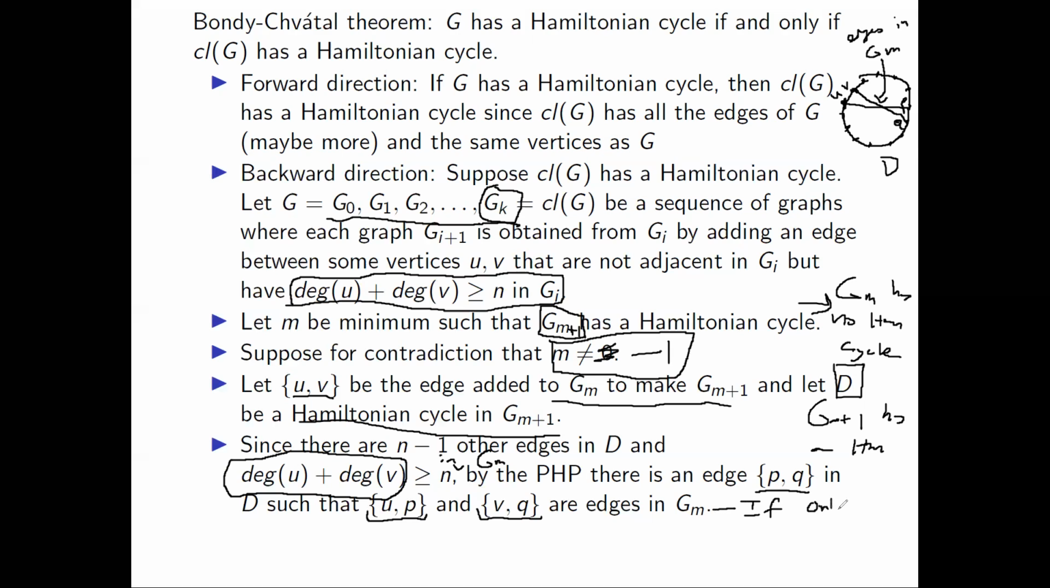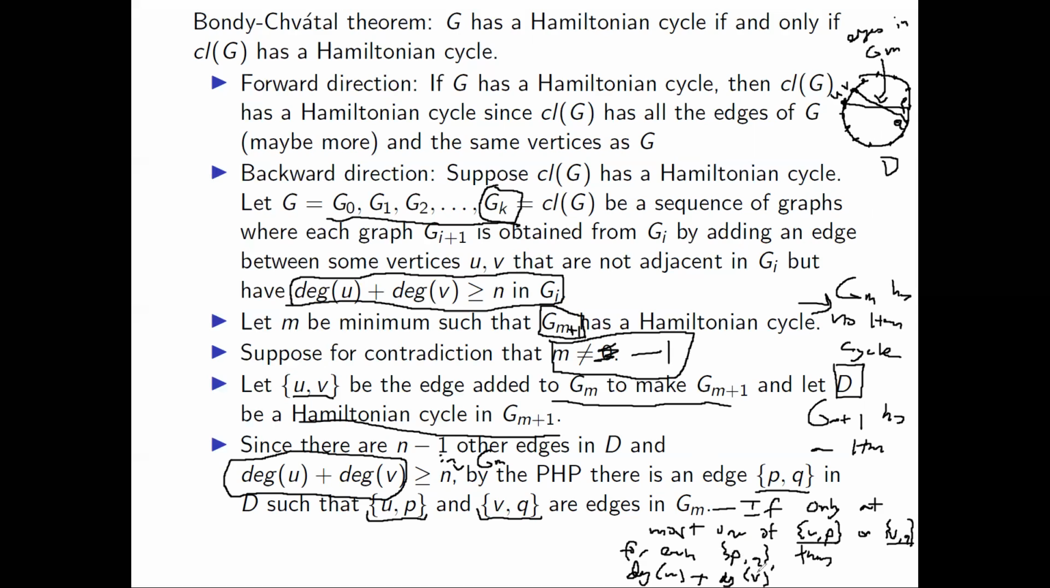If only at most 1 of UP or VQ for each PQ, then our contradiction would be the sum of the degrees, degree U plus degree V. If we only had at most 1 of those edges for each of these other edges PQ in our circuit D, so we're only adding 1 to the degree of U or V each time we go through one of the edges of the circuit.